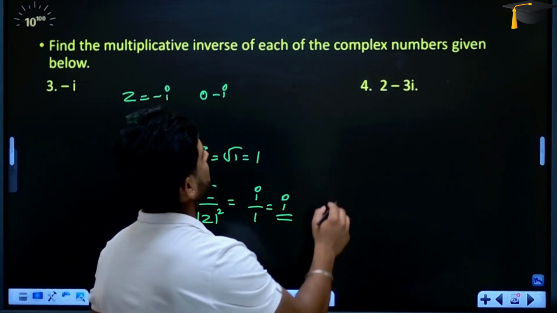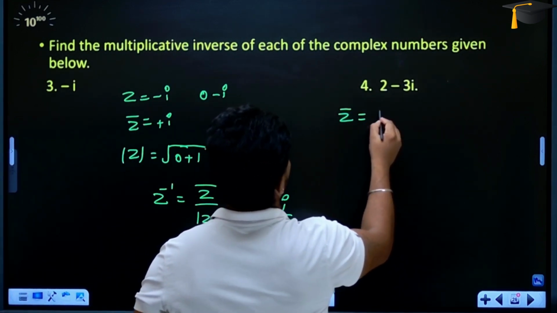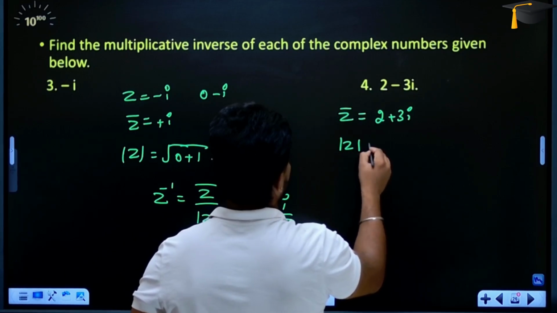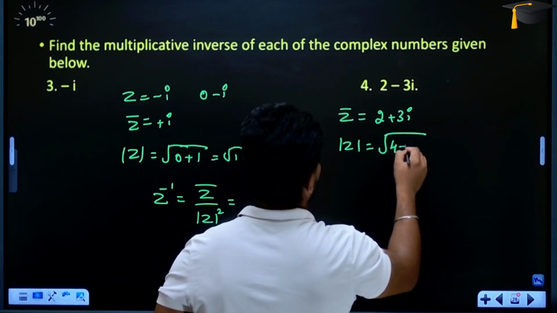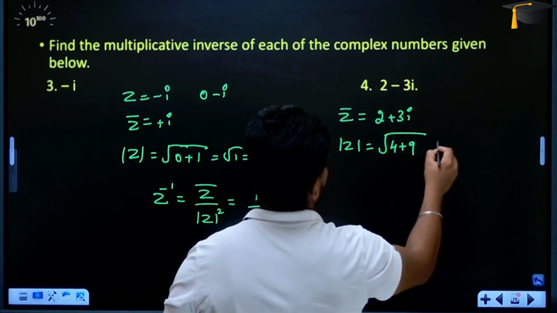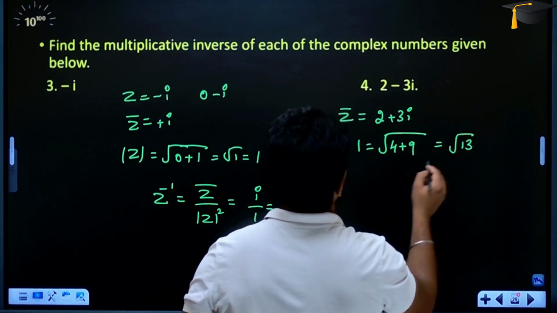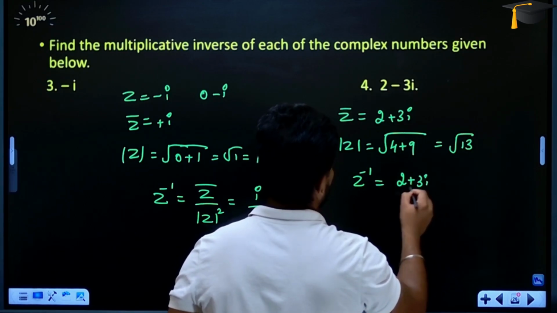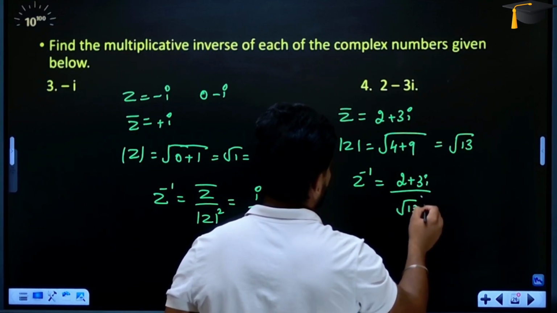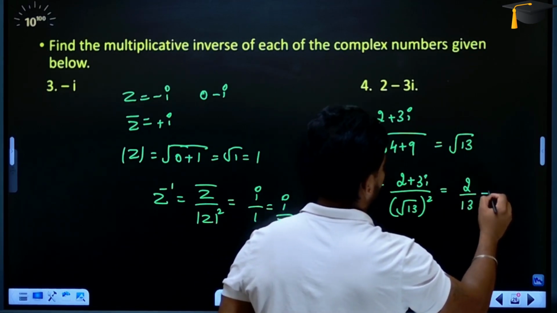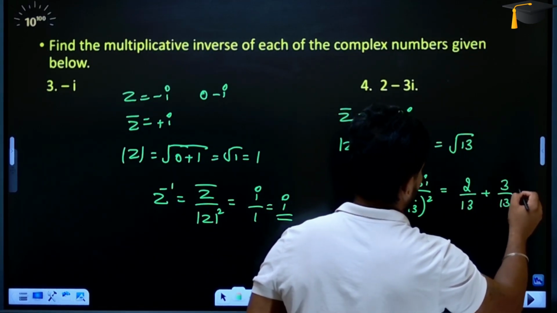Next, 2 minus 3i. So z bar is equal to what? 2 plus 3i. What is mod z? Mod z is equal to square root of 4 plus 9, correct? 4 plus 9 is 13, right? So square root of 13. So z inverse is equal to 2 plus 3i whole divided by root 13 the whole square. Root 13 the whole square is 2 by 13 plus 3 by 13 i.